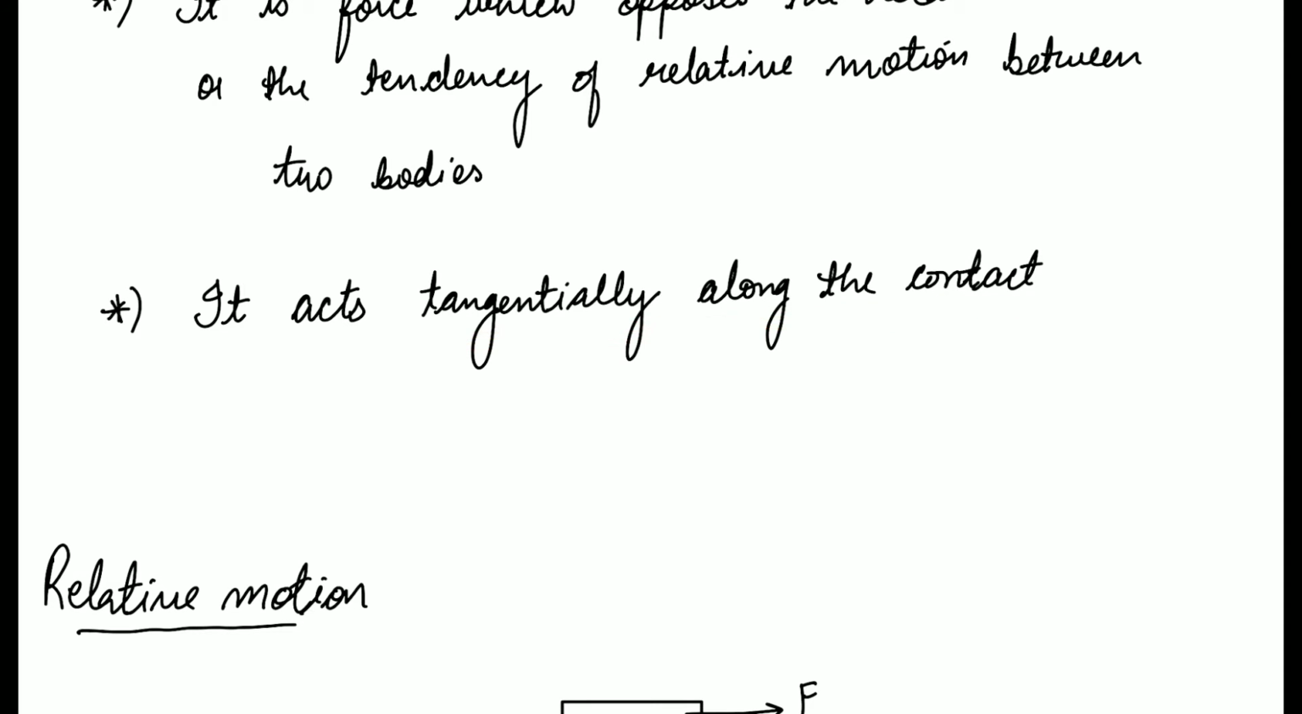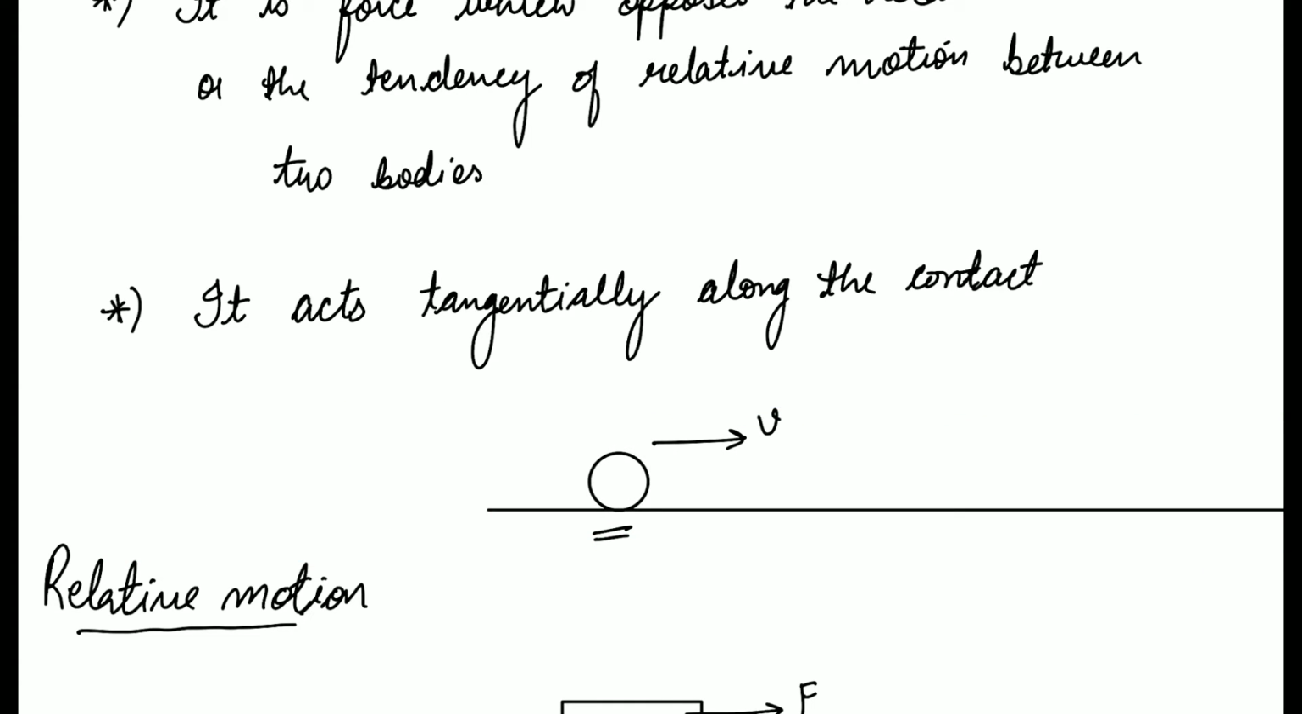So basically, let me just give an example. Again, same thing. So if we have this, the body is moving with some velocity v, but the frictional force will act tangentially along the contact. This is your frictional force. Let me call it F, normally represented by small f, right?